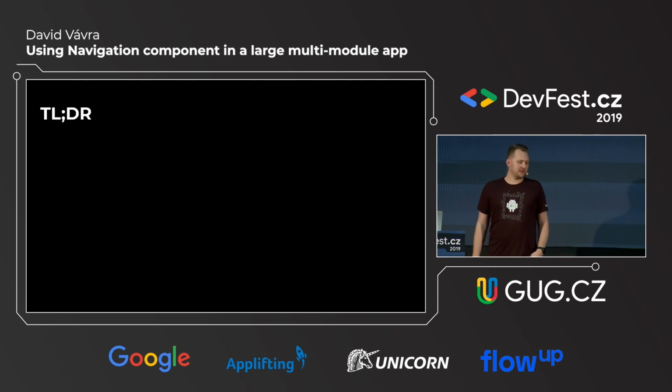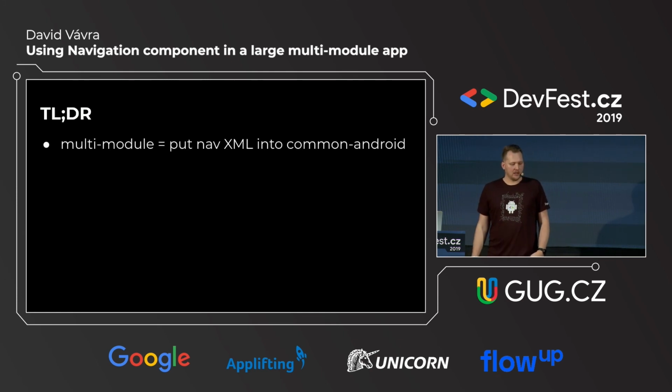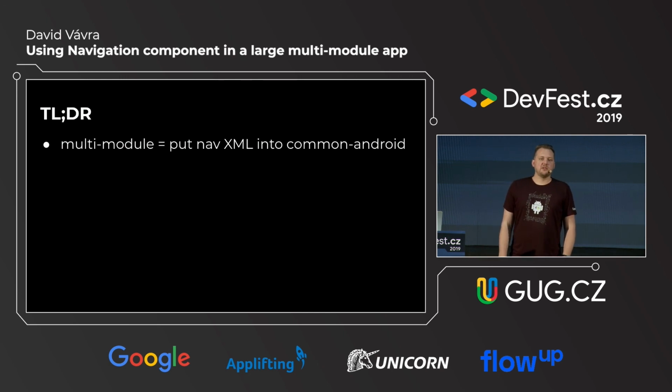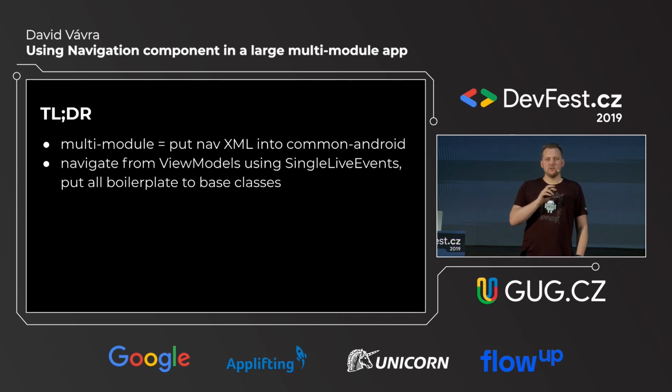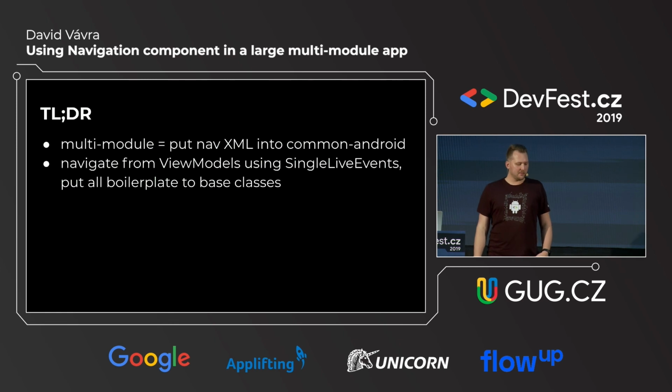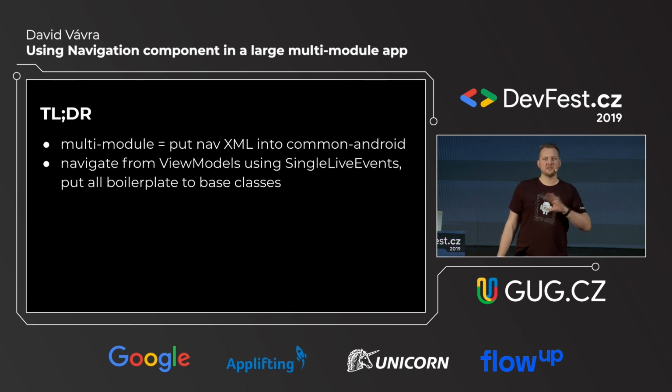So let's summarize. If you have multiple modules, put this navigation XML into something like a common Android library, some common library dependent on Android, which is visible from all the features. Then navigate from view models, not from fragments. Use this single live event concept and put all boilerplate into base classes, so your actual view models and fragments are really simple.